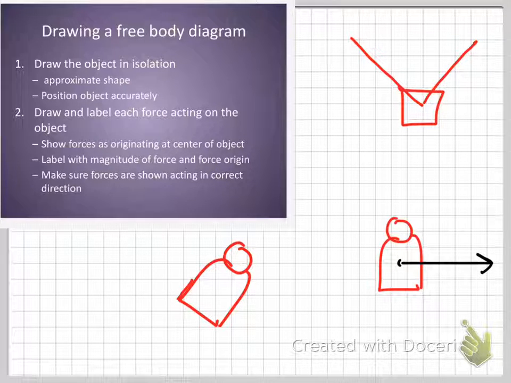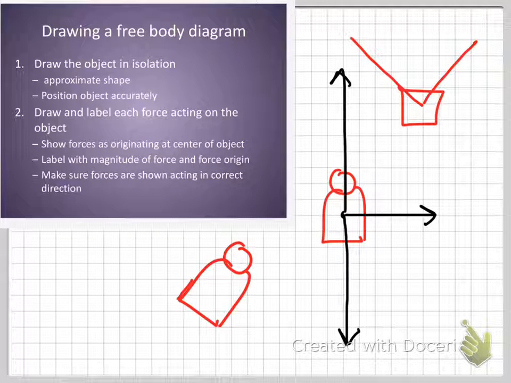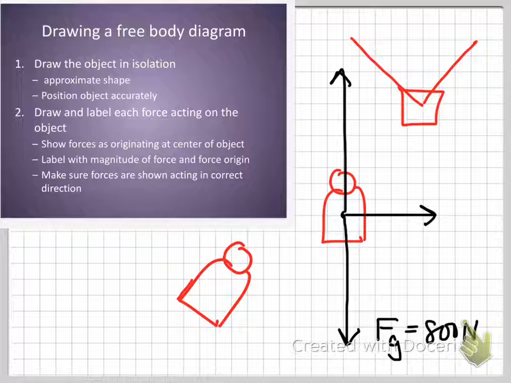We label the magnitude of the force and the force origin. And this is where we make heavy use of those subscripts. So I'm going to say that this is the force, and you'll see F sub G. That's the force of gravity on the object. If we know the magnitude of that force, we'll put it in there. So I'll say that this is 800 newtons. It's the force of the Earth downward on this individual.